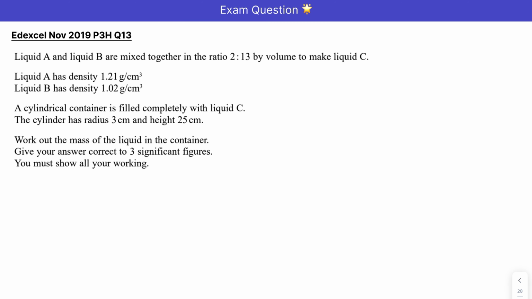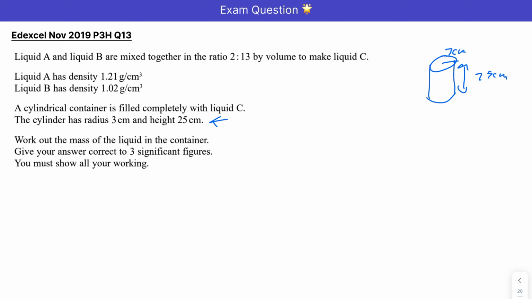And moving on, we're now looking at an exam question. Now feel free to press pause and have a go at this yourself. So we've got two liquids that have been mixed together in a certain ratio. It goes into a cylinder that's filled with liquid C. And we've been given some details about the cylinder. So we know that they're both mixed together in some sort of a cylinder, right? And it has a radius of 3 centimeters and it has a height of 25 centimeters.